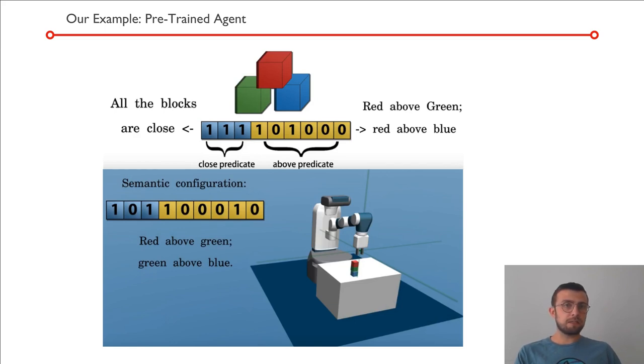Now let's look at a particular implementation of this. We consider a pre-trained reinforcement learning agent from a companion paper, and the goal space is a bit particular. It describes spatial relations between pairs of objects. For example, these bits tell whether two objects are close together, and these ones whether they are above each other. Any state is mapped into that goal space.